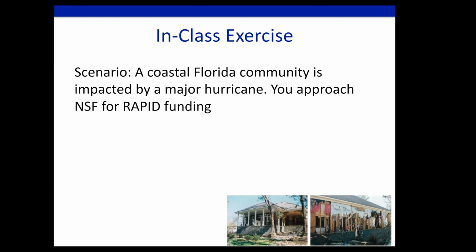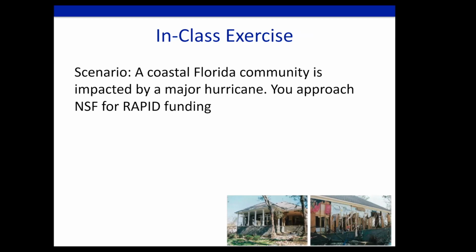After the fact, you approach NSF for what's called rapid funding. This is money that's available very quickly on very short notice for very specific purposes to do work related to perishable data. So if you go to NSF and say, I just want to study the hurricane, they're going to say, no, you need to refine that. You need to scope, right?